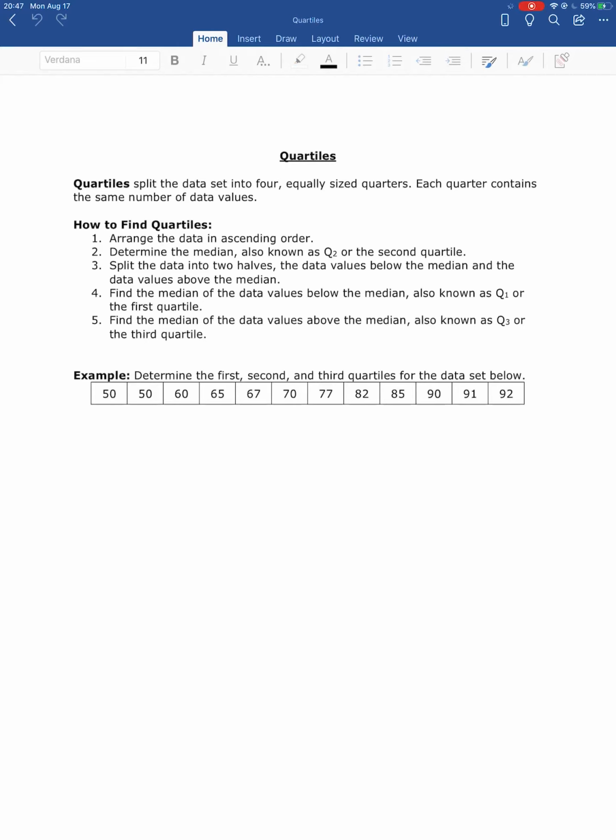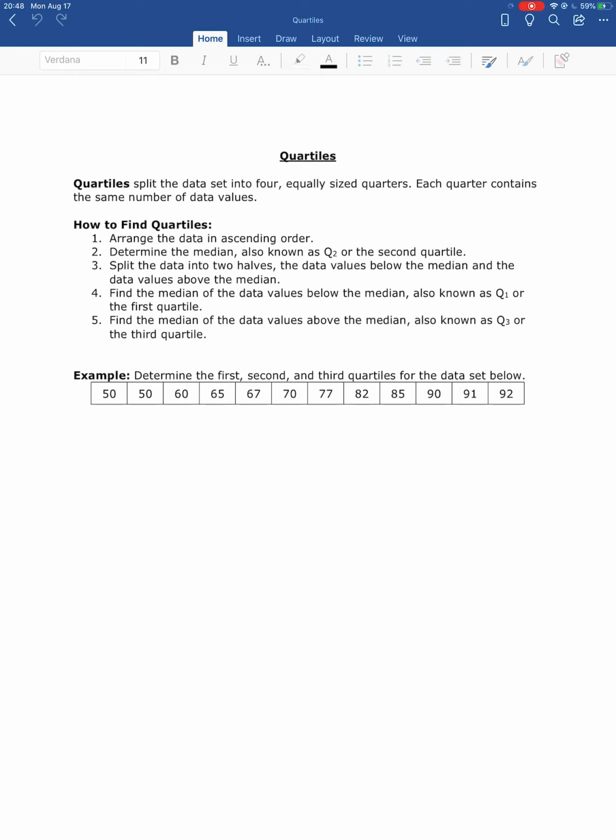All right, so now we're going to go ahead and look at quartiles. Quartiles split the data set into 4 equally sized quarters. Each quarter is going to contain the same number of data values. So we're going to find 3 quartile values that split our data set into 4 sections. To find the quartiles, the first thing we're going to do is put our data in order.